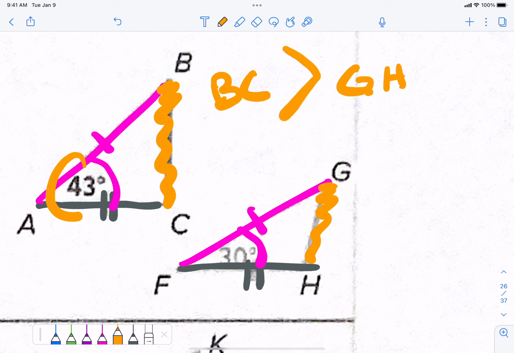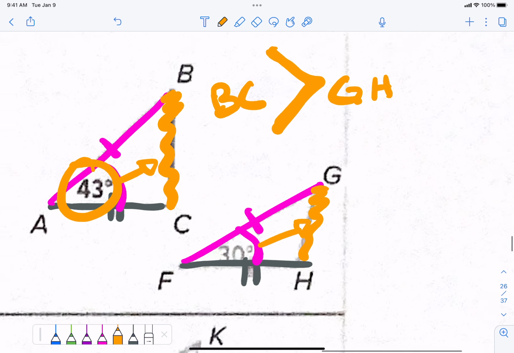BC is going to be bigger because 43 is bigger, so that makes BC bigger. And GH is 30 degrees. So I'm going to put a greater than symbol right there. Does that make sense? Okay, that is what the hinge theorem says. We're just comparing that opposite side, the side that's opposite the angle.